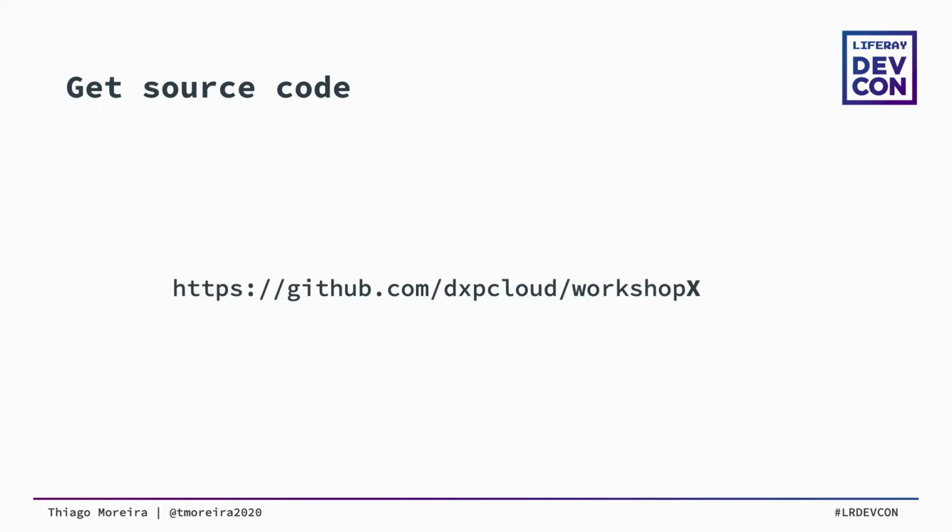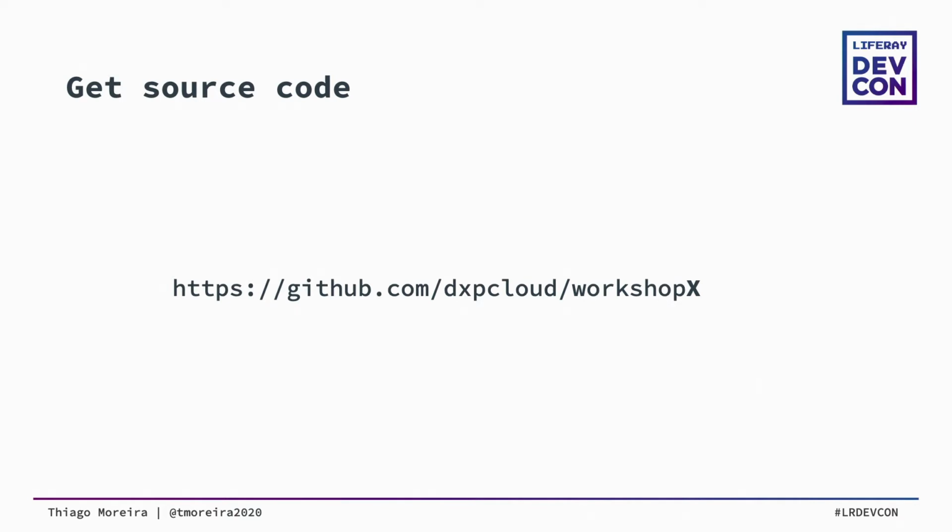And the other source code that we're gonna need is this one. This is different for each of you. It's pretty much the same path, but the end is workshop X, where the X is the number that you guys have. 1, 2, 3, 4, 5, and so on.